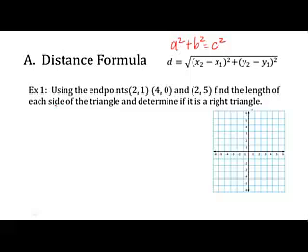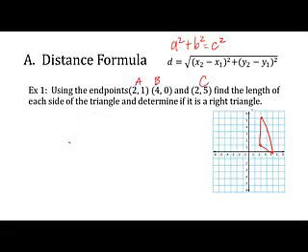Number one, using these endpoints, find the length of each side of the triangle. Determine if it's a right triangle. Okay, so I'm going to name these points A, B, and C, and I'm going to graph them. That's the very first thing I need to do, is graph them. Get a look at what this actually looks like. Okay, so point A is at 2, 1. Point B is at 4, 0. And point C is at 2, 5. Here's my triangle. Alright, there it is. Gives me an idea what it looks like.